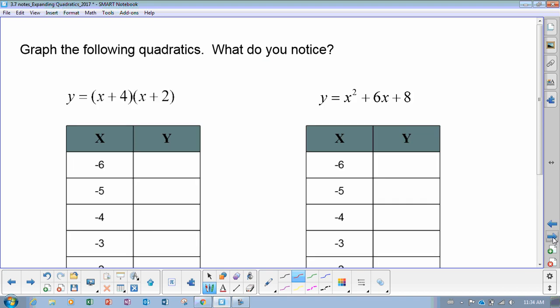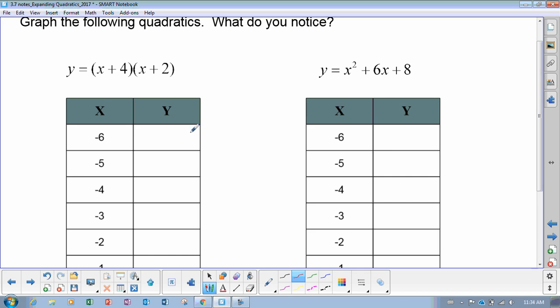Why do we need to do this? If I were to go through and populate this table of values, if I sub in -6, I'm going to have -6 plus 4 is -2, -6 plus 2 is -4, and I'm going to have 8. Then I'm going to have -5 in there. So -5 plus 4 is -1, -5 plus 2 is -3, so that's going to give me 3. -4 is going to be 0 because we get 0 in that first bracket.